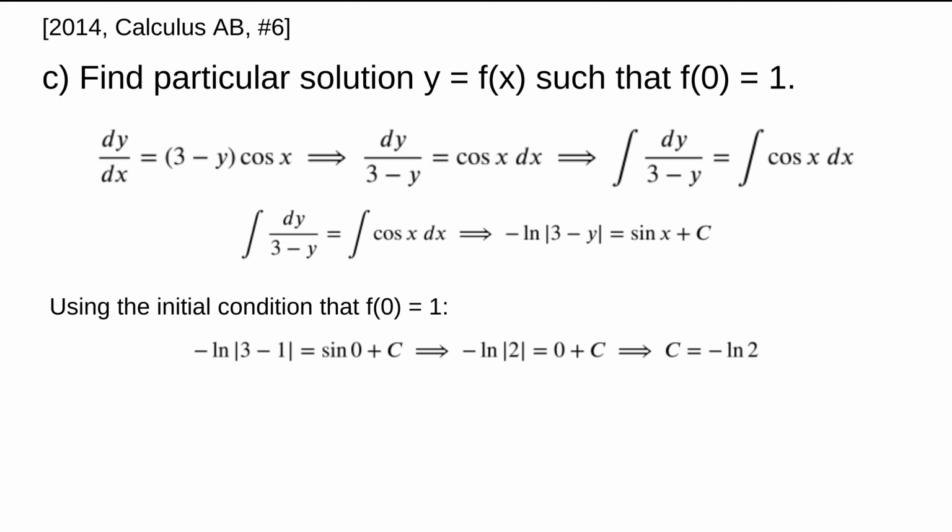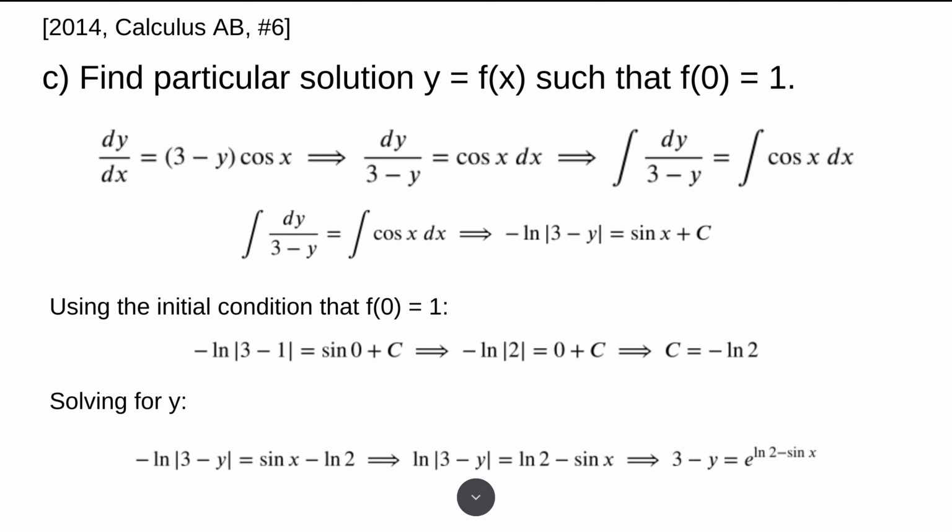So we have the negative natural log of 3 minus 1 equals sine of 0 plus c. Sine of 0 is 0, 3 minus 1 is 2, so negative natural log of 2 is equal to our constant. And what this does is this now allows us to write a more specific or more particular solution for f of x. All right, we know now that c is negative natural log 2, so I get negative natural log of absolute value of 3 minus y equals sine of x minus natural log of 2.